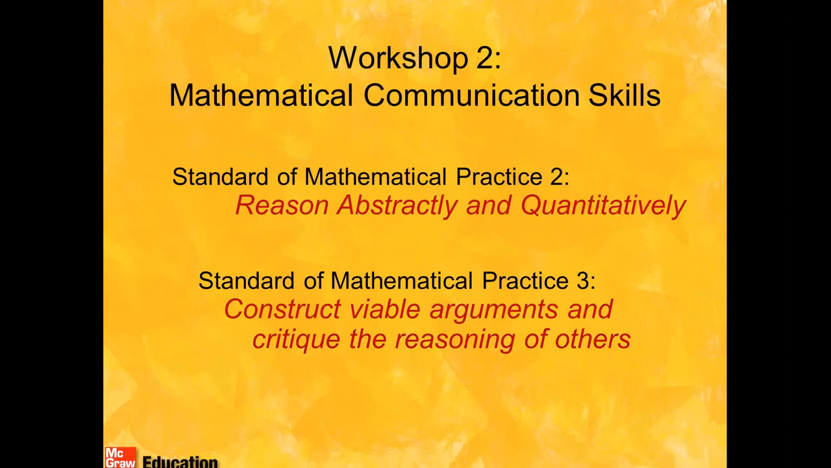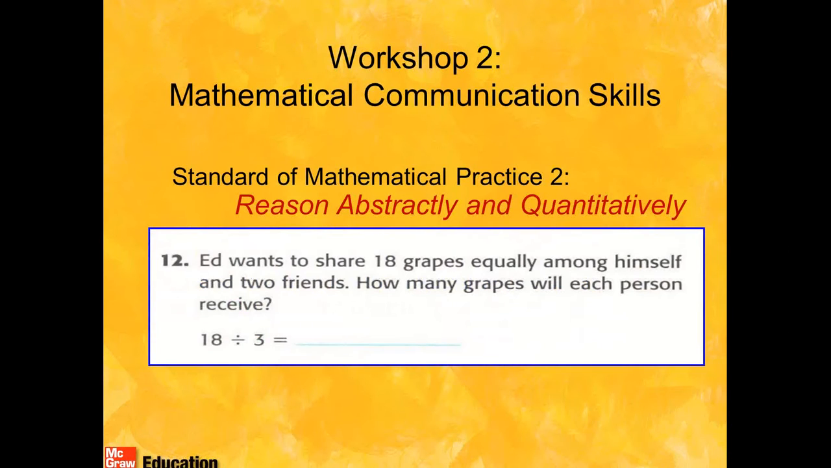So tonight, we're going to look at two of those standards. Standard 2, reasoning abstractly and quantitatively. The mathematical proficiency here involves understanding the meaning of numbers and how they relate to each other in problem situations. Being able to extract or decontextualize the numbers from a problem to perform computations is an important skill.